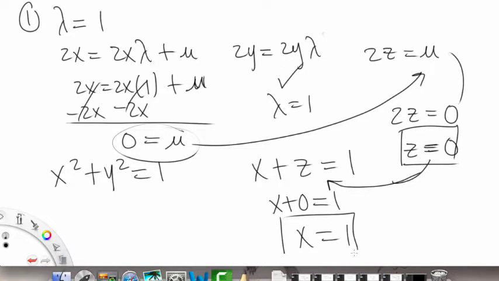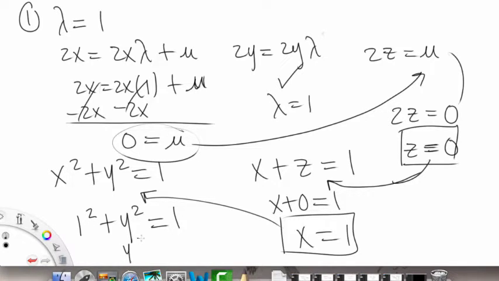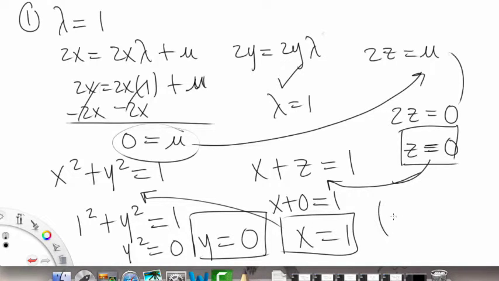Okay, and now we can use that as well in this equation. So we're going to plug in a 1 for the x spot, and we'll solve for our y. So we get 1 plus y squared equals 1. So y squared is going to turn out to be 0, so y is equal to 0. Okay, so here we just solved for a point. So 1, 0, 0 is a solution, okay?